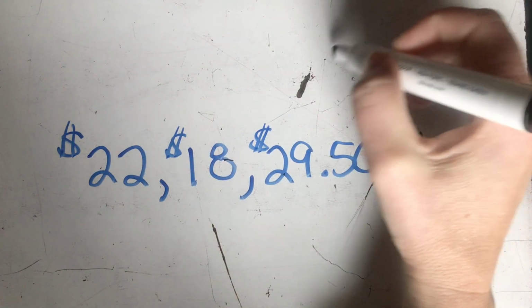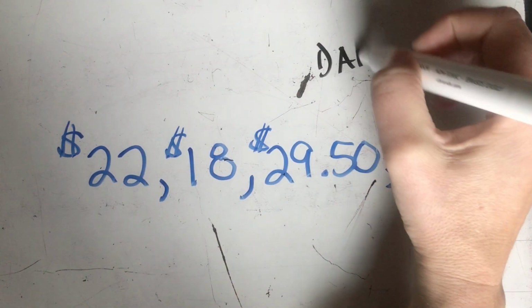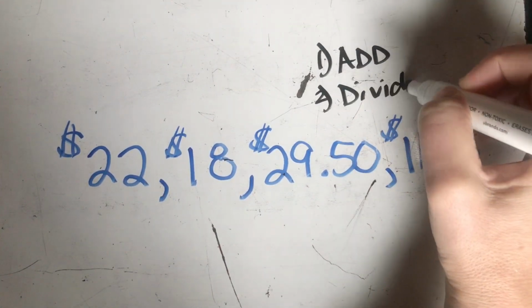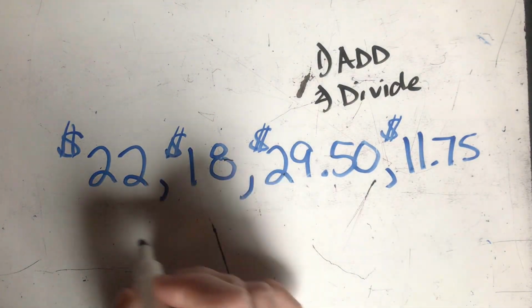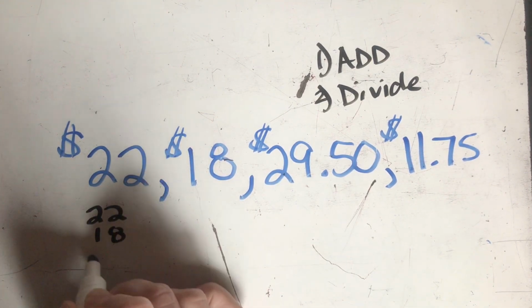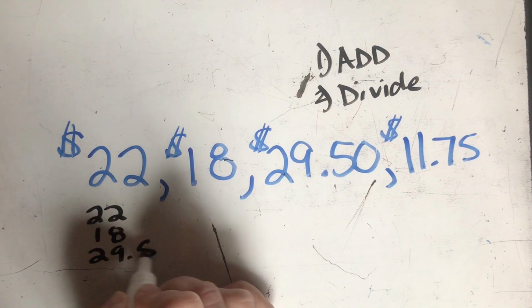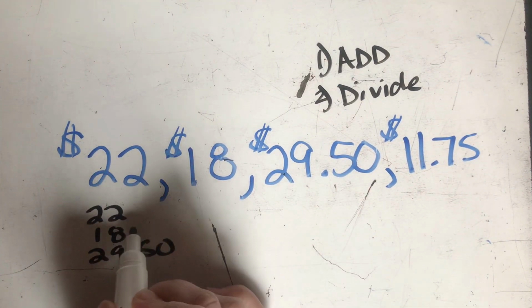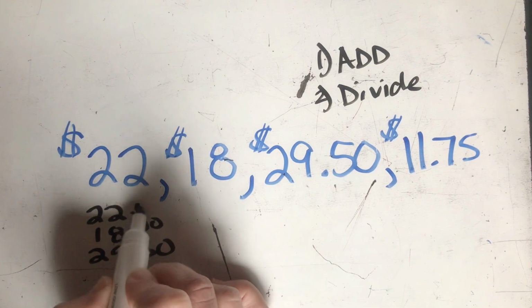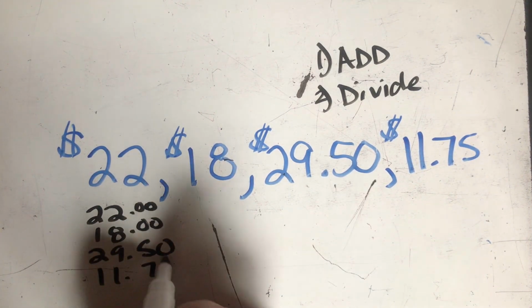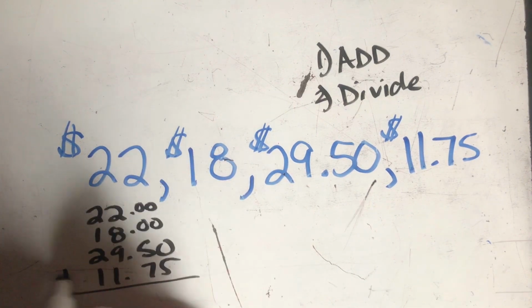So first we're going to add up the numbers and then divide by how many we have. Okay, so over here on the side, I'm going to take 22, 18, 29.5. Now remember, we're going to line up the decimal. If there's no decimals here, remember to just add zeros. Zeros can be our placeholders. And 11.75.